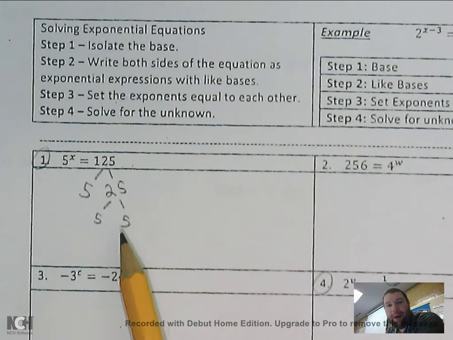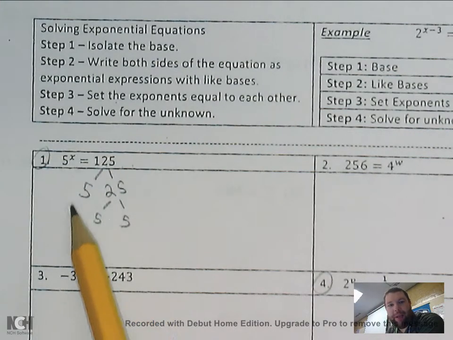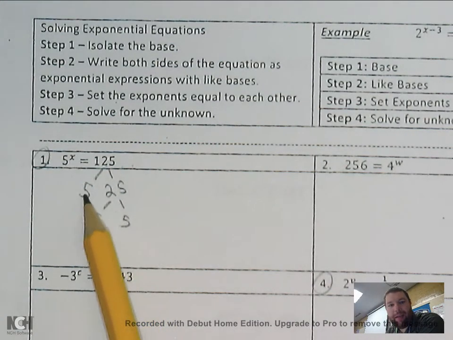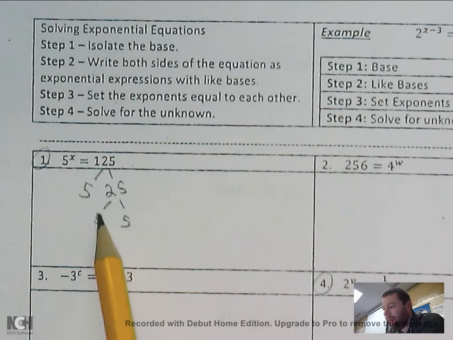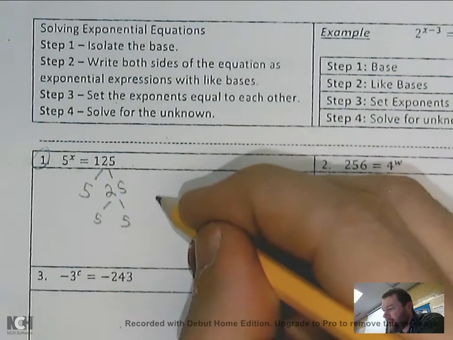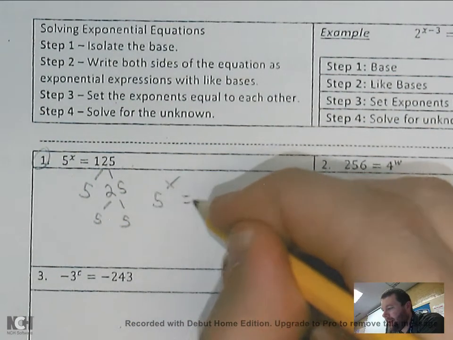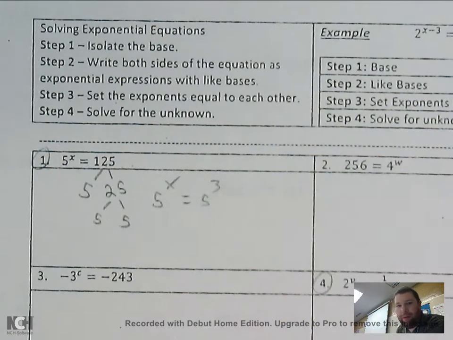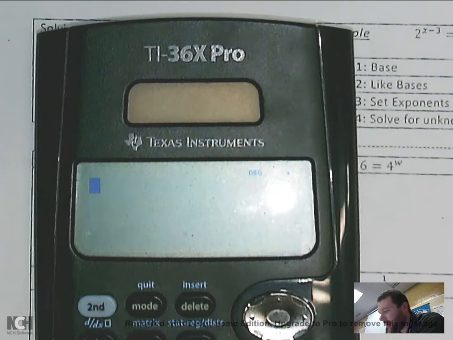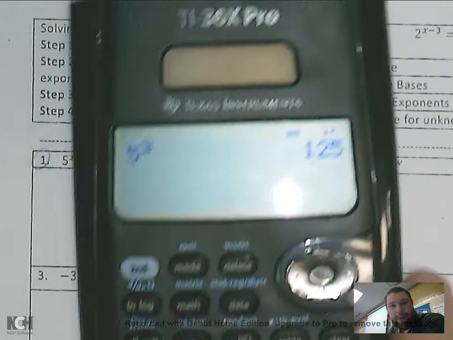Okay, now I look at how many 5s I have here. That is how many I need to put the exponent to. I have three 5s, so I can rewrite 125 as 5 to the third. So I know that 5 to the x is going to equal 5 to the third. And if you don't trust me, you can always check it on your calculator. 5 to the third power is in fact 125.